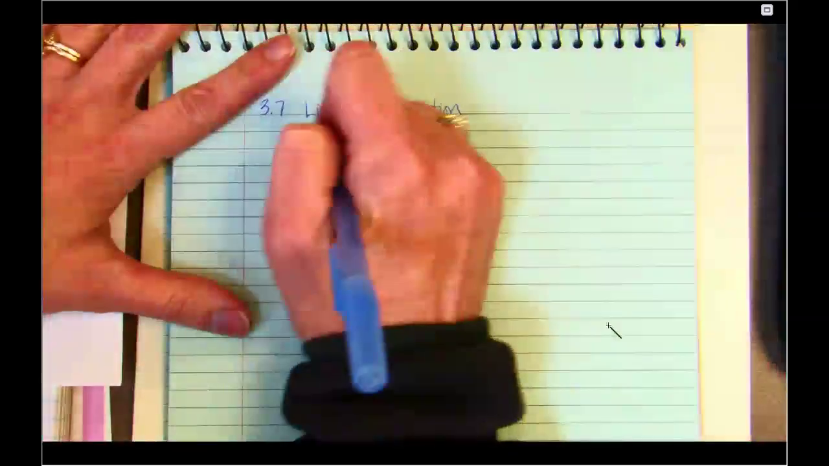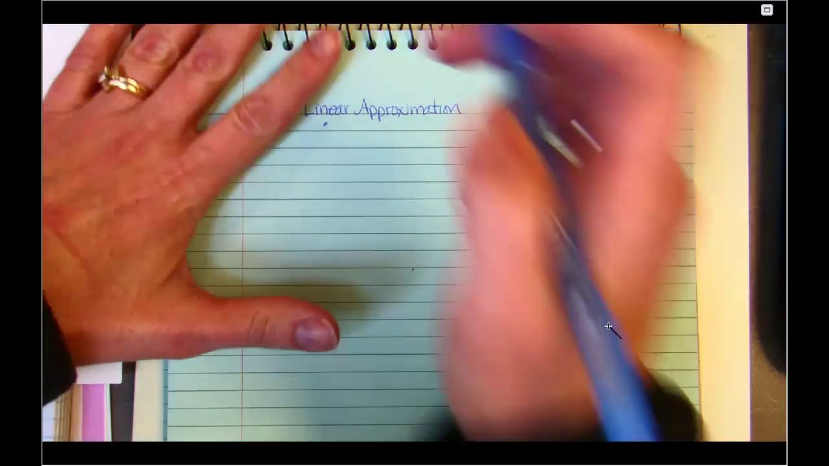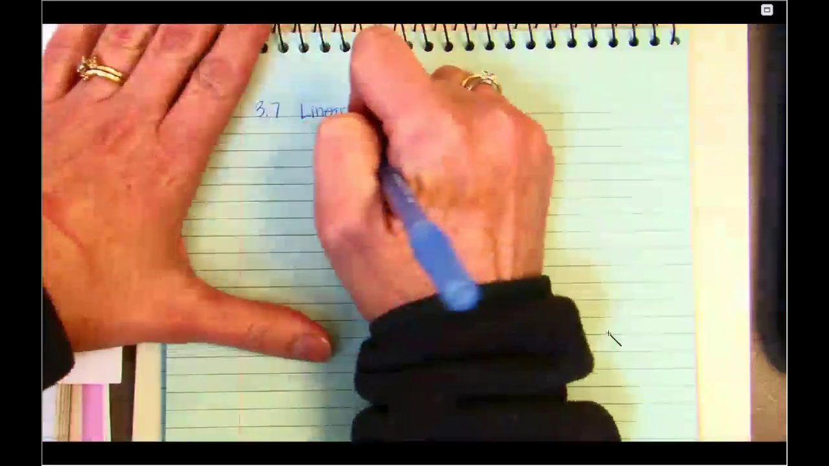Okay. So, linear approximation is basically a tangent line that we use.